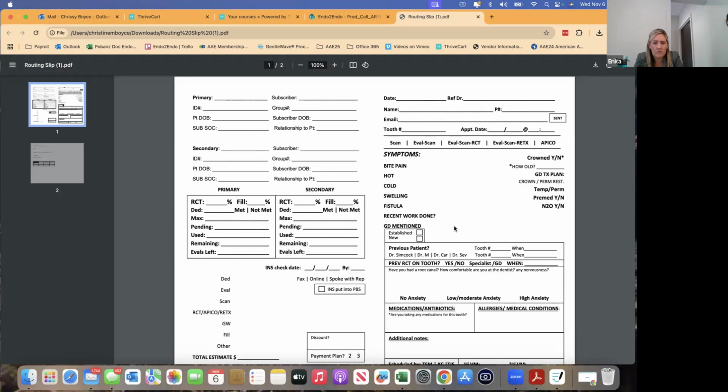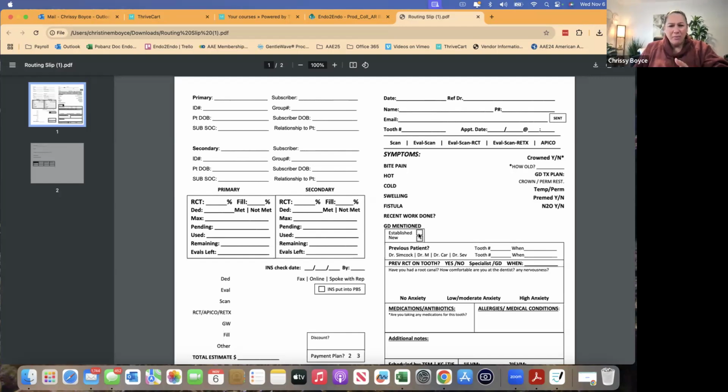You're just going to write here that the general dentist mentioned that they did a deep filling 2 weeks ago. The patient's tooth has flared up. It's getting worse. So this is what you write, what they say. Okay. And then here, established or new, this is just, you've looked it up in the computer and you know if this patient has been an established patient with them or if it's a new patient.